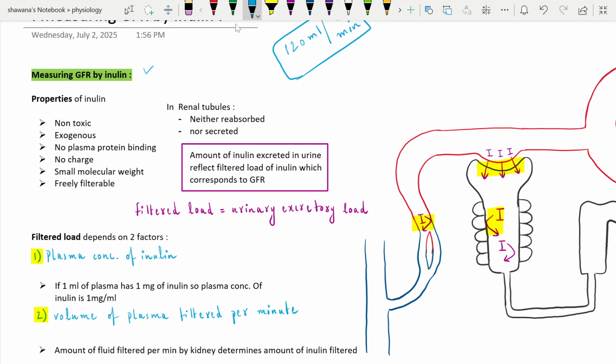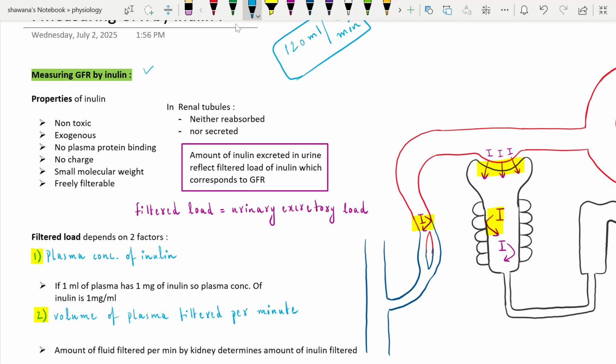The properties are: it's non-toxic for the body. For example, if we administer inulin intravenously, it is non-toxic to the body cells. It's exogenous, not endogenous; it is not produced by the body cells. And it has no plasma protein binding. The substances that are bound to plasma proteins are not freely filtered. For example, if calcium or drugs are bound to plasma proteins, they are not freely filtered along the glomerulus.